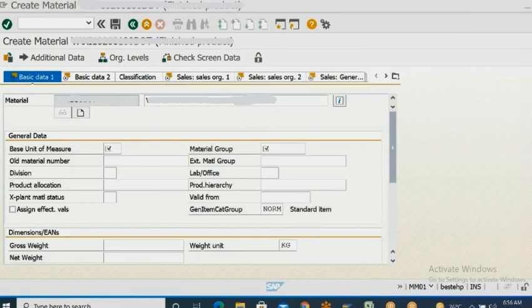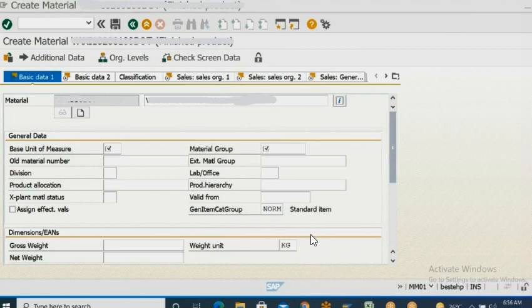Now we'll discuss the fields. Base unit of measure. It is the unit in which we manufacture and store the goods. For example, suppose we take a pharma company and suppose it is manufacturing a cough syrup, so it will manufacture in bottles and store that. So here it will be bottle.